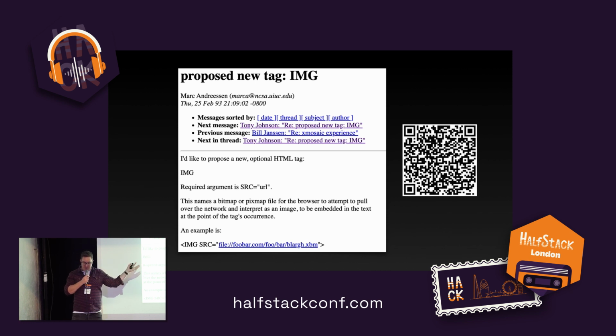And he waded in and he said, look, I want to propose a new image tag. He wants the web to work. He's working on his Mosaic browser. And this is all real. I haven't made this up. I want to propose a new tag: image. The required argument is source. I think we're all familiar with this now, right? We have image source. The name's a bitmap or a pixmap, whatever they are. Not that we use them anymore. Here's my example. Foo, bar, blah. Right? Standard.